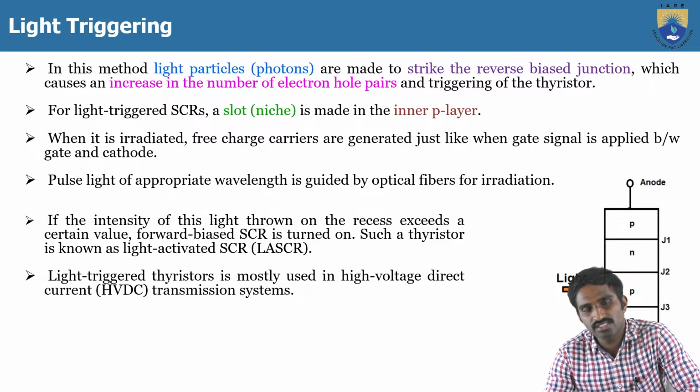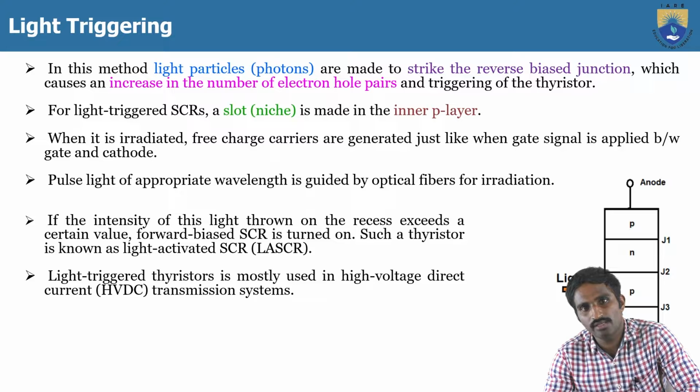Such kinds of thyristors are called light activated thyristors, and mostly these light triggered thyristors are used in high voltage direct current transmission systems, which are HVDC transmission systems. So these all are about the different types of triggering methods. As we have seen, these are the different ways we can turn on the thyristor, and based on that we have divided the different types of triggering methods.